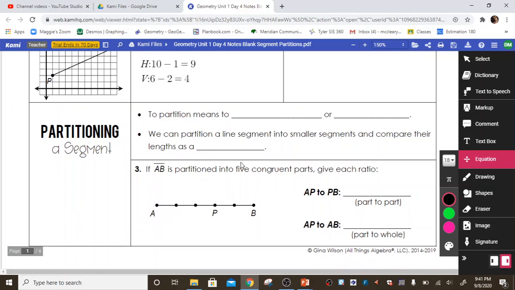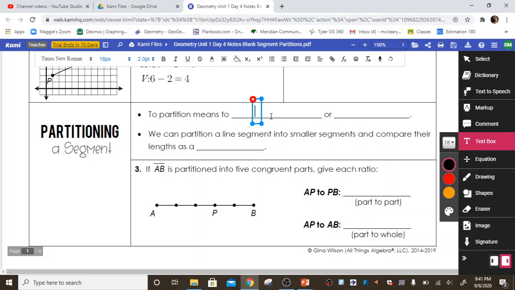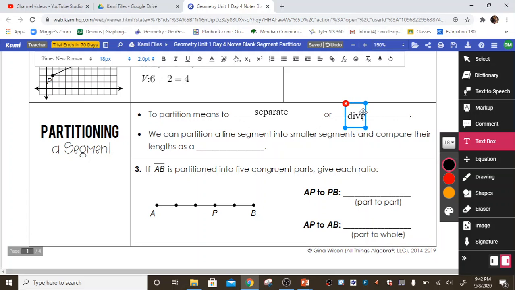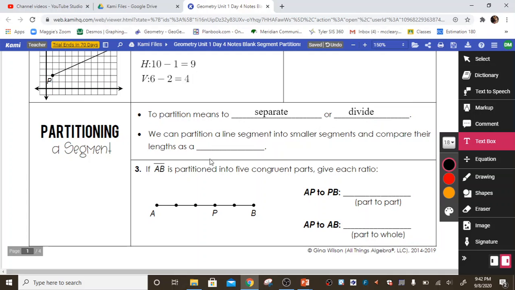Okay, so the reason we're talking about rise and run is we are going to want to partition segments. So to partition a segment means that we are going to either separate or divide the segment. That's just the definition of partition. So we can partition a line segment into smaller segments and compare their lengths as a ratio.